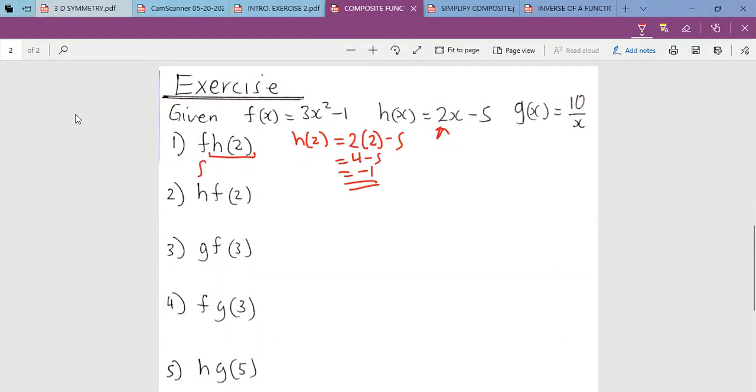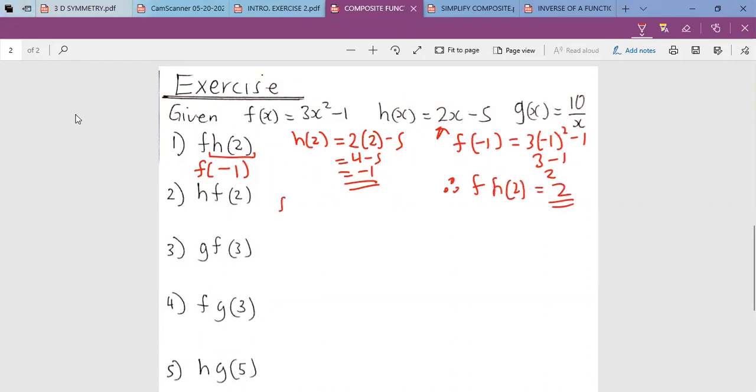Remember, after doing the first one, I'm left with the second one, that is f. So this answer becomes the bracket for the second one. So now I need to solve f of negative 1. So that means I have 3 times negative 1 squared minus 1. So this means 3 minus 1, I get 2. So therefore, fh of 2 will be 2.